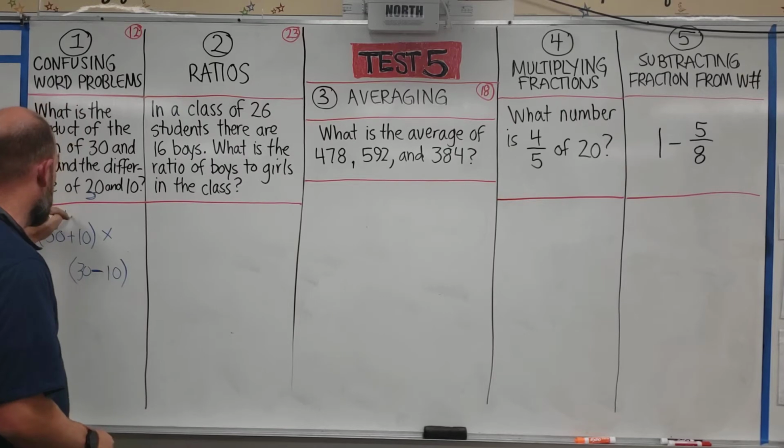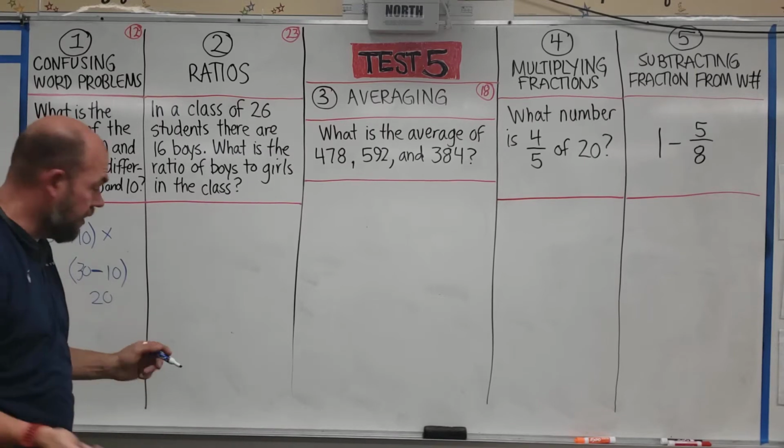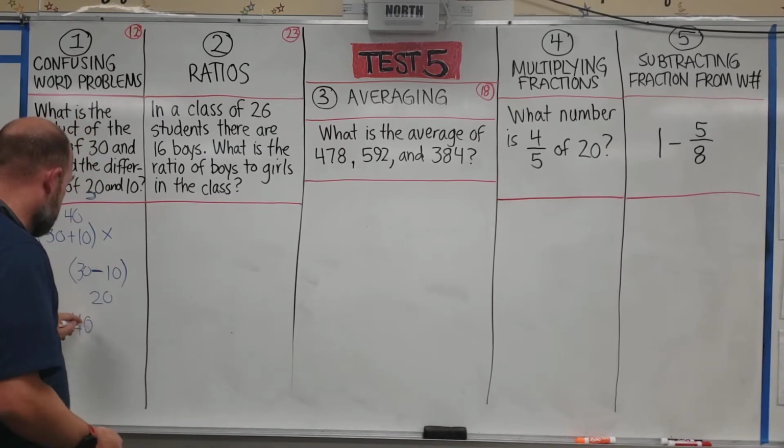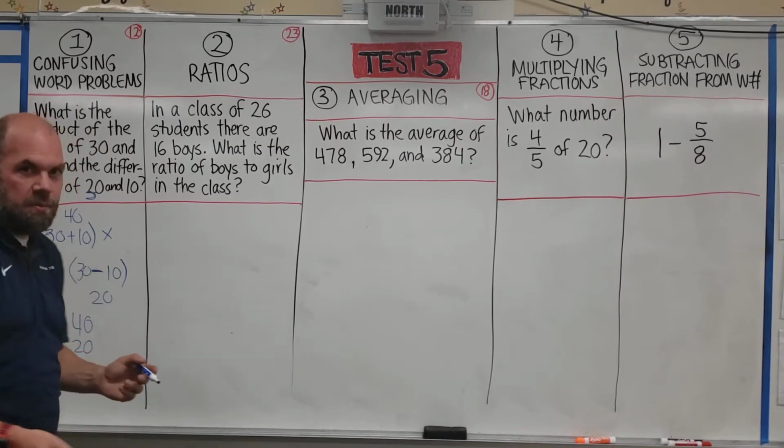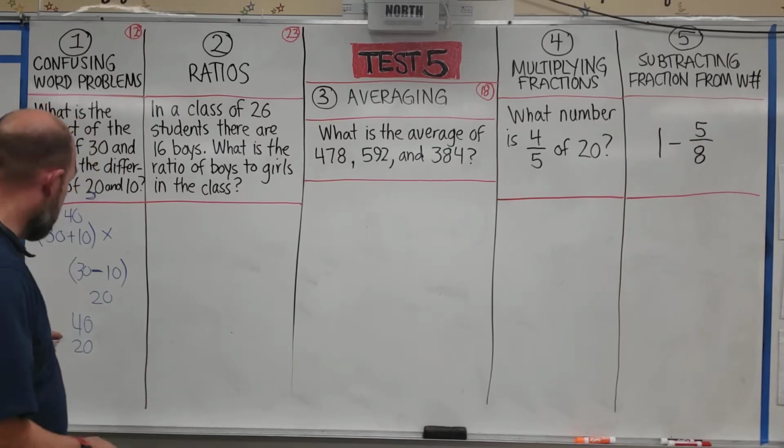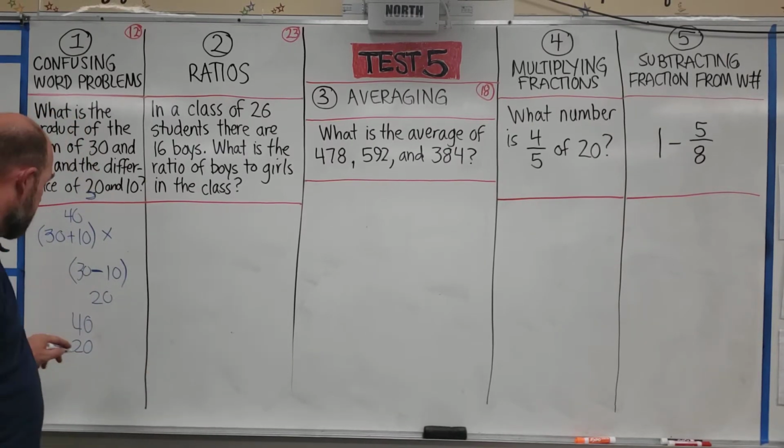So 30 plus 10 is 40. 30 minus 10 is 20. 40 times 20, now we've got a harder equation. Now remember, when we've got the zeros, we can take those 2 zeros off and just put them at the end. So it's really just going to be 4 times 2 is 8, and then add the 2 zeros. 800 is going to be our answer here.